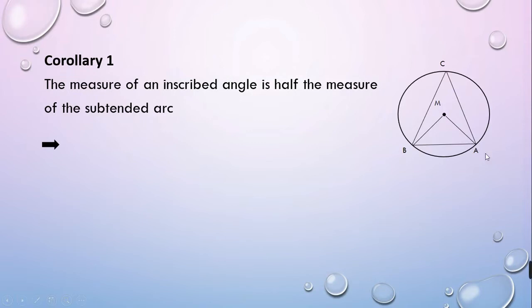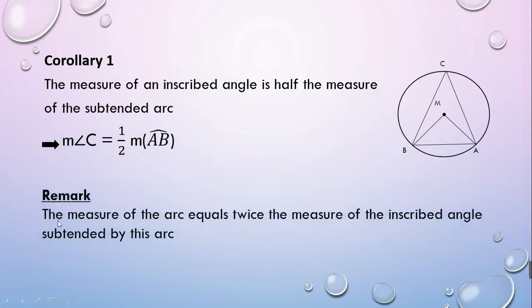So we can say that the measure of ACB equals half the measure of AMB, or we can say that the measure of angle ACB is half the measure of the arc AB. So the measure of angle C equals half the measure of the arc AB. Remark: the measure of the arc equals twice the measure of the inscribed angle subtended by this arc. This is the first corollary.